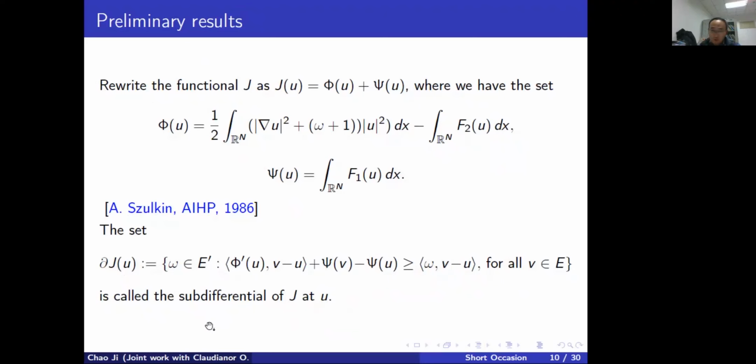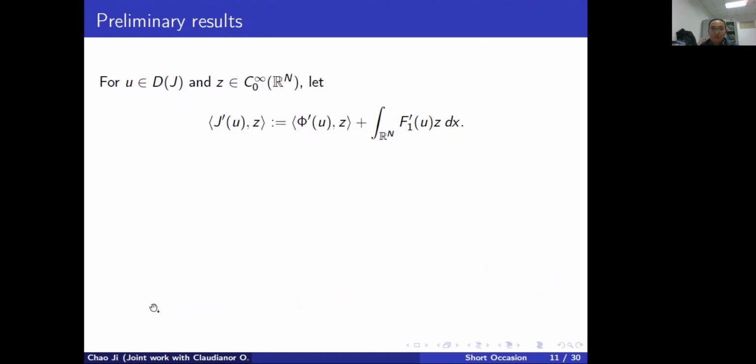So maybe if you read some paper related to the logarithmic Schrodinger equation, they also write g prime of u. In fact, it's not C1, but they just write g prime of u in this form. Okay.